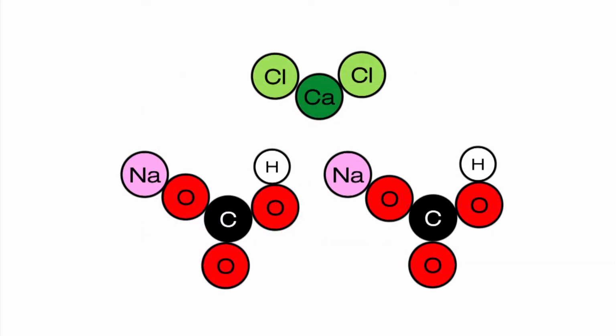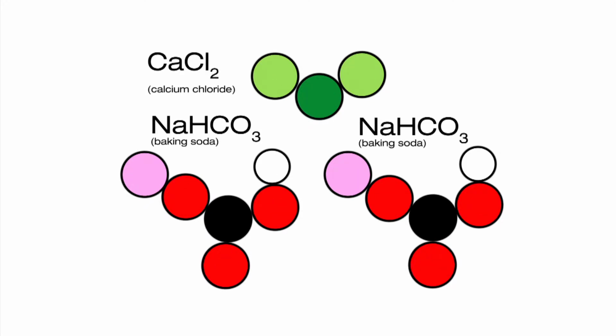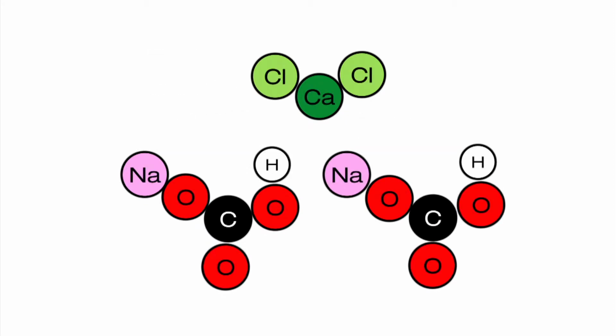Here, the atoms are bonded together into molecules. We started with these molecules in our chemical reaction. Notice which atoms are in each molecule. Here is 1 molecule of calcium chloride and 2 molecules of sodium bicarbonate, which is commonly called baking soda. Are you ready? Let's watch the reaction.